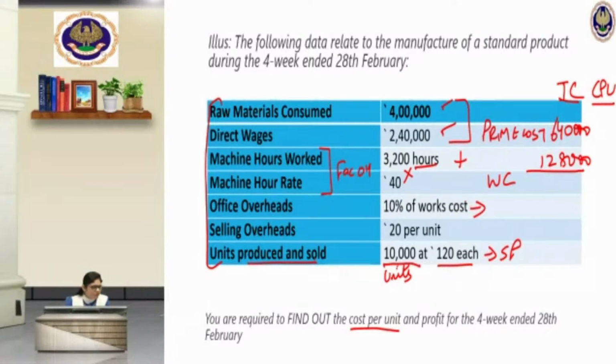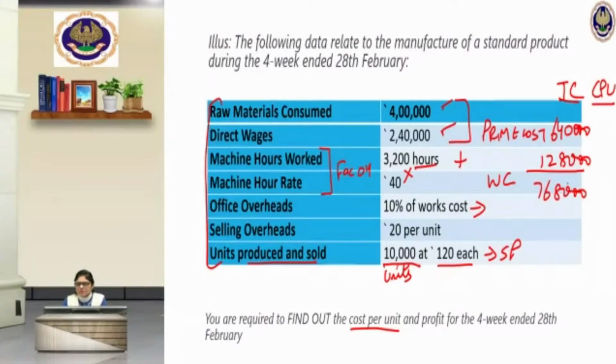Can I have the works cost, please? Dhyanesh has just done the question, but we will do it gradually. Can anybody tell the office overheads? It's 10% of works cost. Can I have the works cost, or should I calculate? 7,68,000 is the works cost.